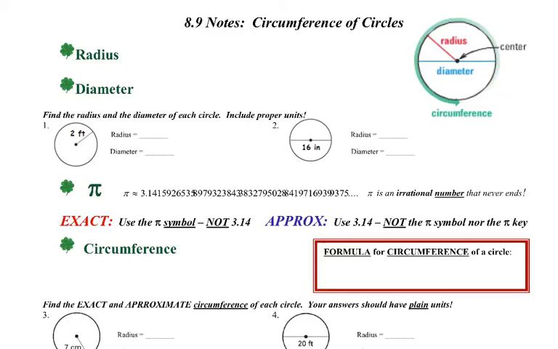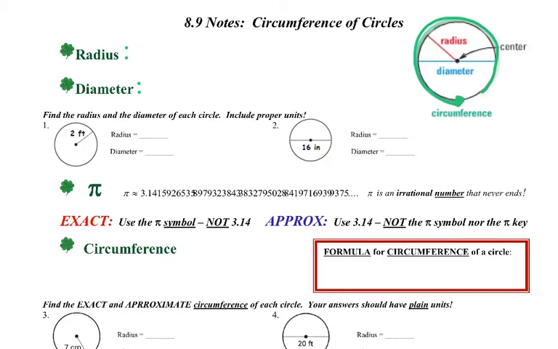So here we are, circumference of a circle. Circumference of a circle is like the perimeter of the circle. It's the distance around the outside. And the nice thing is that you've done this before a lot. In middle school, probably even in elementary school, you learned the words radius and diameter.